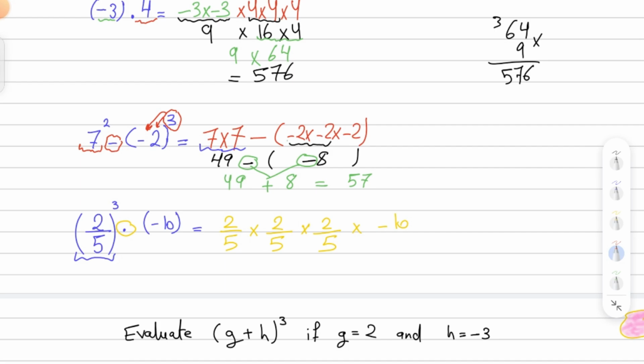Okay, what we can do here is simplify before multiplying. We have a common factor between the 5 and -10. Divide this by 5, gives us 1. Divide this by 5, gives us -2. So now, 2 times 2 is 4. 4 times 2 is 8. 8 times -2 is -16, divided by 5 times 5, which is 25. That's it. And it's written in the simplest form.